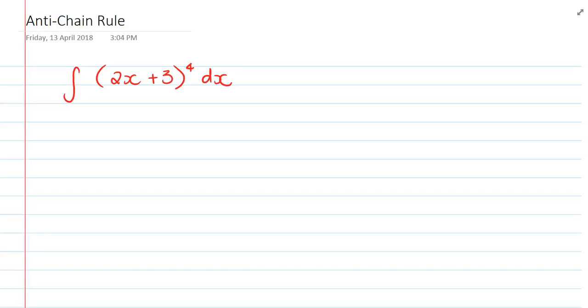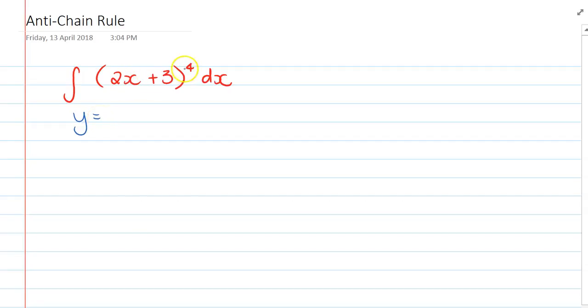This question asks us to integrate (2x + 3) all to the power of 4. To do this, we're going to use our knowledge of basic integration rules along with our knowledge of the chain rule for differentiation. So to start off with, we're essentially going to take a bit of an educated guess. Remember, if this is the derivative, when we're integrating, we're essentially finding the original function, or y equals.